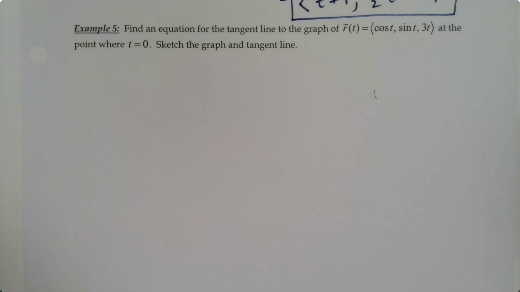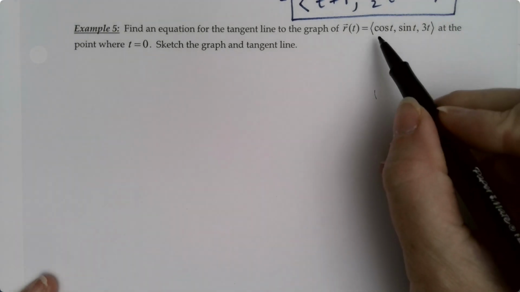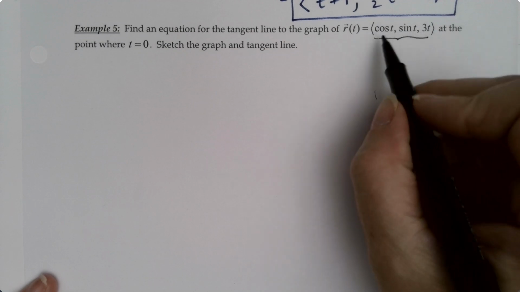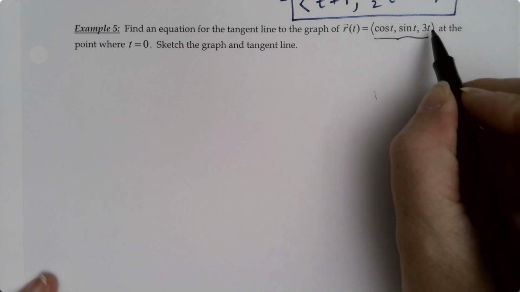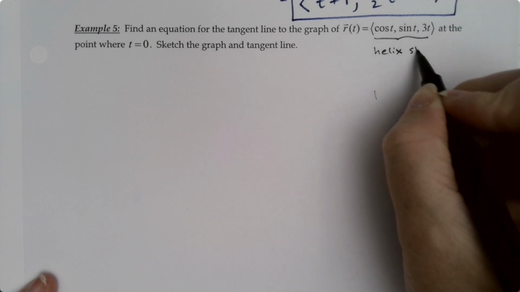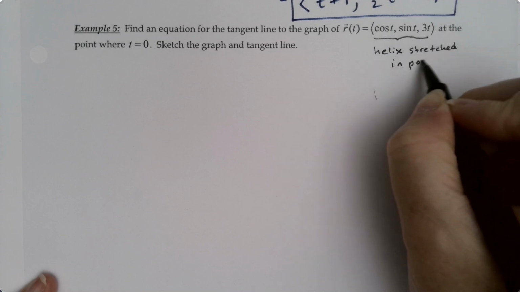So we've seen how to find the equation of a tangent line with a simple two-dimensional vector valued function, but let's expand that to a three-dimensional vector valued function. Now when you look at this right here, we know what that is. That's a helix, right, because cosine and sine are a circle, and it's a helix that's stretched in the vertical direction, the positive z direction, if you will.